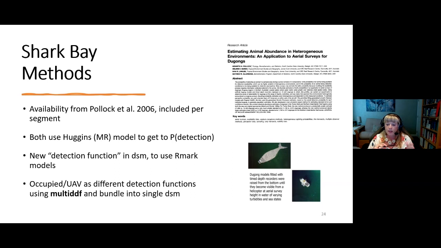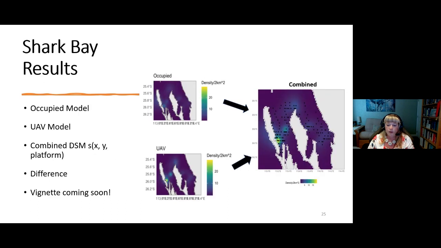And then using these data, we then built independent models for each survey and a joint model using the DSM package, which as a result of DenMod methods as well, now allows for multiple detection functions to be bundled into a single density surface model using this multi-DDF function. So if we look at those results, we can see that the distributions that were predicted by these simultaneous visual and UAV surveys shown in the plots on the left independently were quite similar. And then in the combined model, we're again capturing the overall distribution quite well.